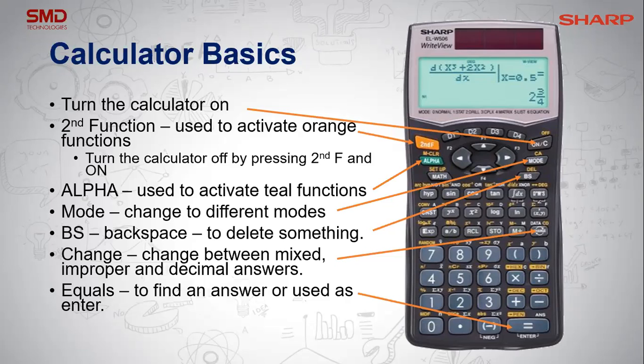Okay, then of course your mode button allows you to choose between the different modes, and there are 7 on this EL-W506. Then of course underneath mode is a button that says BS, and that means backspace, not what your kids write when they don't know the answer to the question. Okay, and then of course change will just change between mixed, improper, and decimal answers. And then of course equals is the answer to all pieces. No, not quite, but it does give you your answer after you type in your expression, or it is used as an enter button for things like the equation solving and so on.